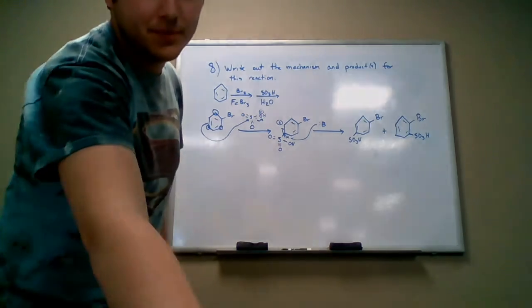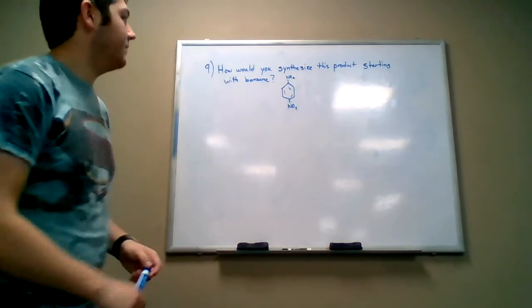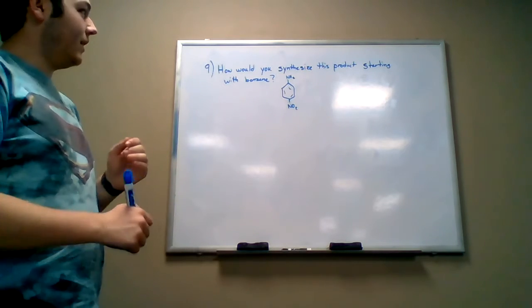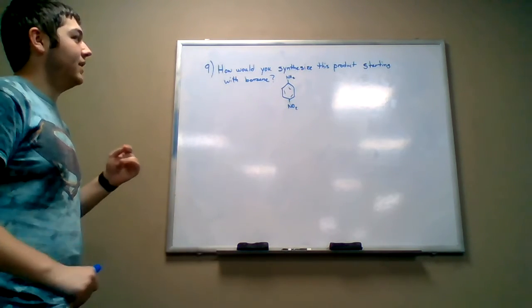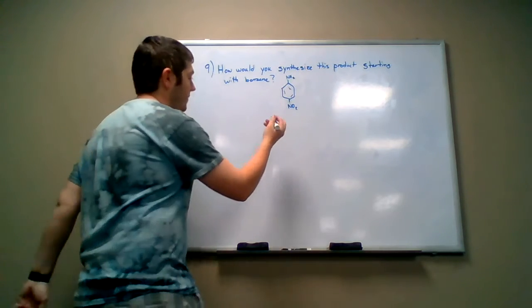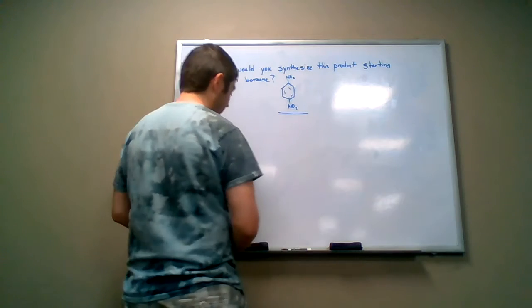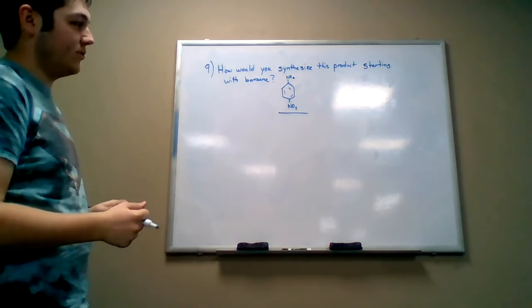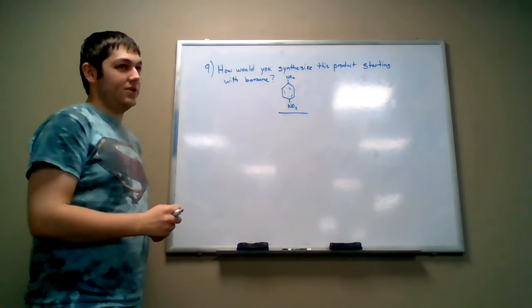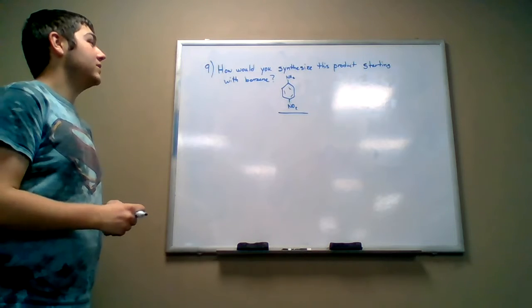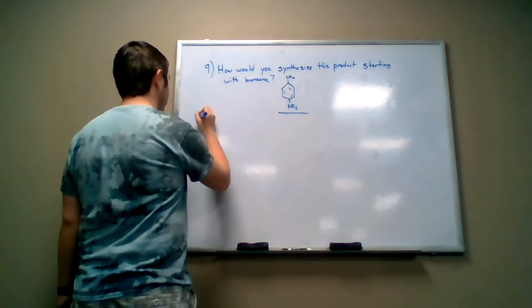I hope that's helpful. All right, so on to problem 9. This one asks, how would you synthesize this product starting with benzene? All right, so here's our product here. As you can see, what we have is a benzene ring with a nitro group attached and an NH2 or an amine group attached as well. So let's just start with the benzene ring.